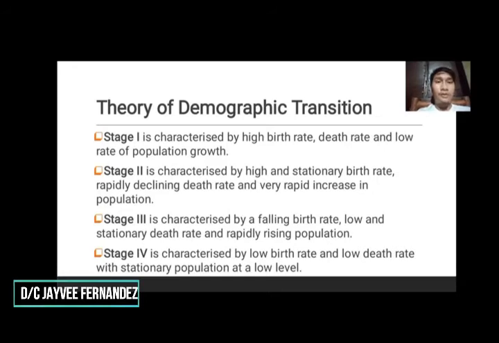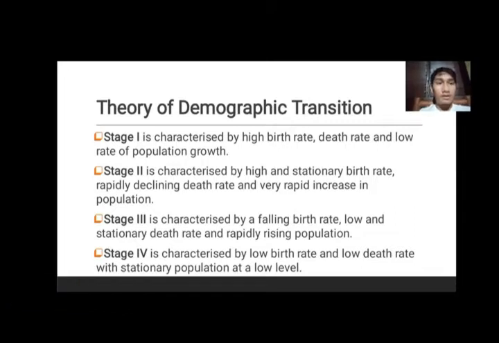Good morning, sir. I'm Fernandez, and my report is all about the theory of demographic transition. There are four stages of the theory of demographic transition. Stage one is characterized by high birth rate, high death rate, and low rate of population growth. Stage two is characterized by high and stationary birth rate, rapidly declining death rate, and very rapid increase in population. Stage 3 is characterized by falling birth rate, low and stationary death rate, and rapidly rising population. Stage 4 is characterized by low birth rate and low death rate with stationary population at a low level.